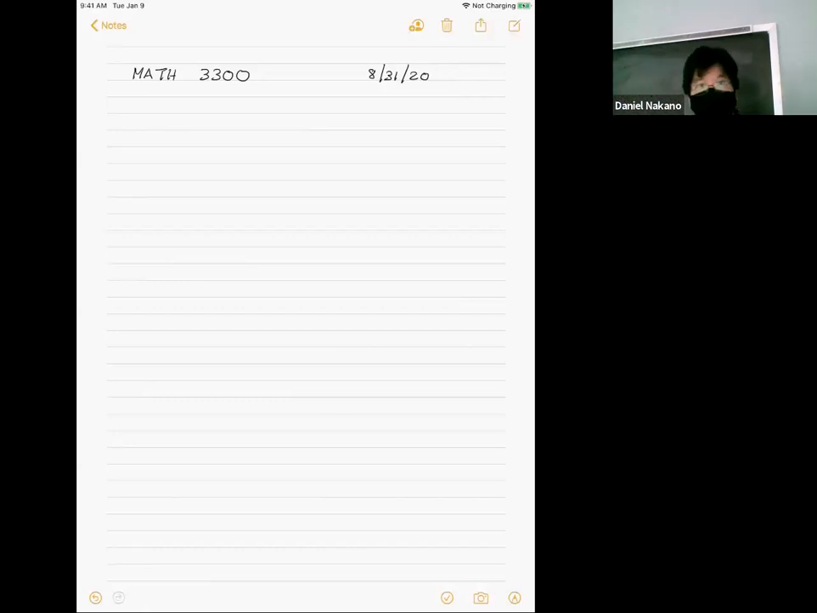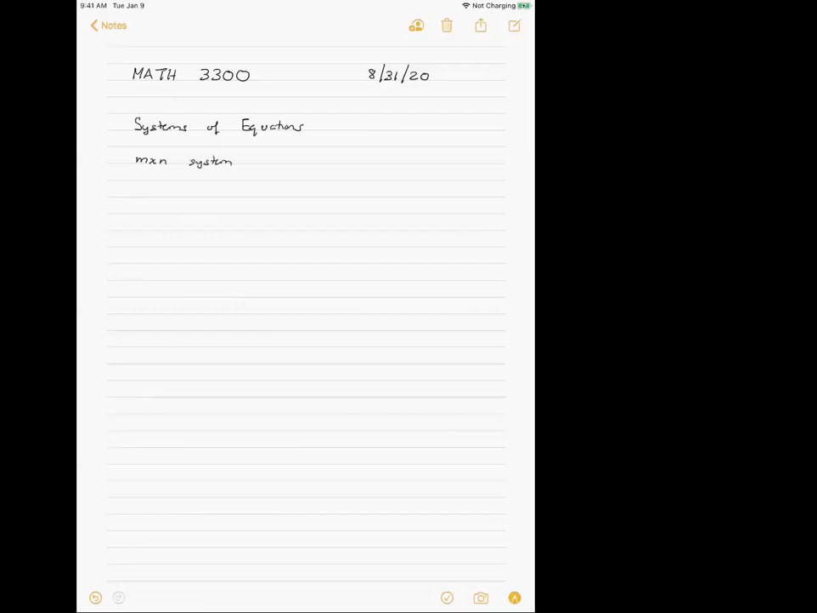All right, so I'm going to start back in on systems of equations and Ax equals b. Let me back up a little bit and then I'll review. So let's start back on systems of equations. You have an m by n system, so m equations and n unknowns, and it looks something like this.